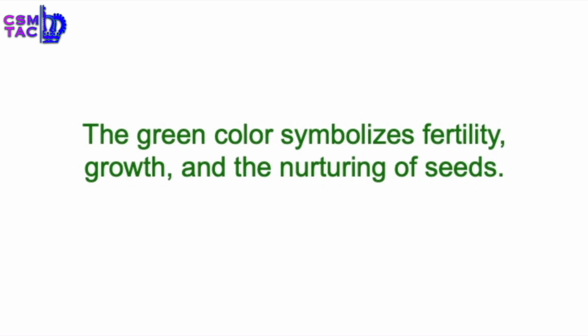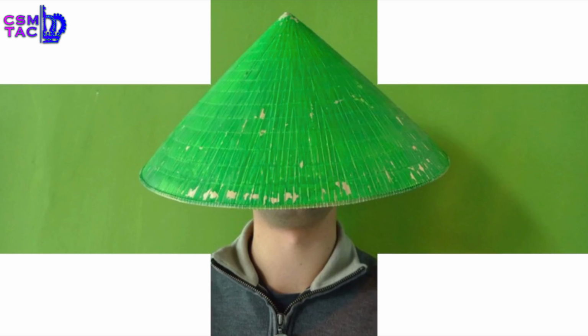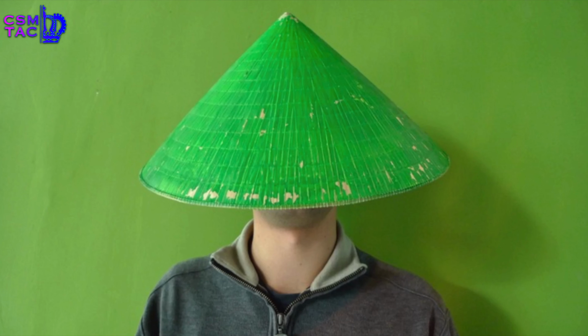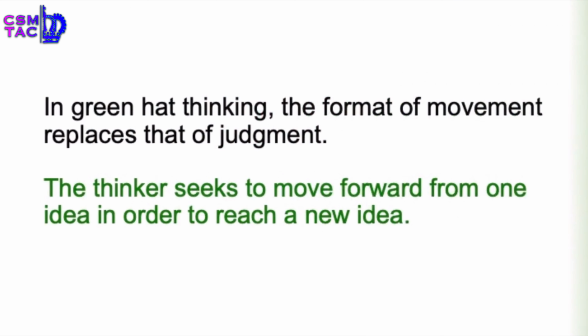The green color symbolizes fertility, growth, and the nurturing of seeds. The search for alternatives is a fundamental aspect of green hat thinking. There is a need to go beyond the known, the obvious, and the satisfactory. The green hat thinker pauses at any point to consider whether there might be alternative ideas. There need be no reason for this pause. In green hat thinking, the format of movement replaces that of judgment. The thinker seeks to move forward from one idea in order to reach a new idea.